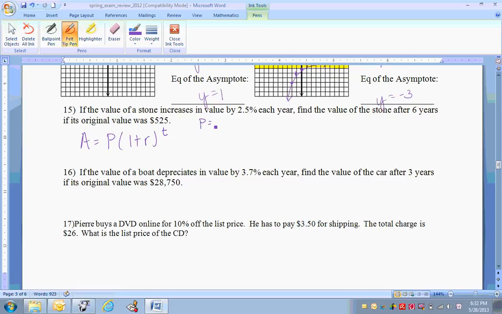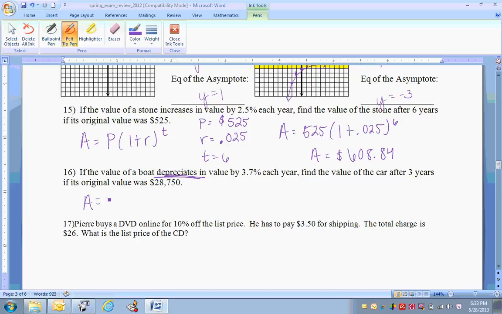Okay, well, P is the principal amount, the original value, which is 525. R is the rate at which it's increasing, which is 2.5%, but we have to convert it to a decimal. So that's going to be 0.025. And then the t value is 6. So A equals 525 times 1 plus 0.025 raised to the 6. And when you enter that in your calculator, you end up with $608.84.